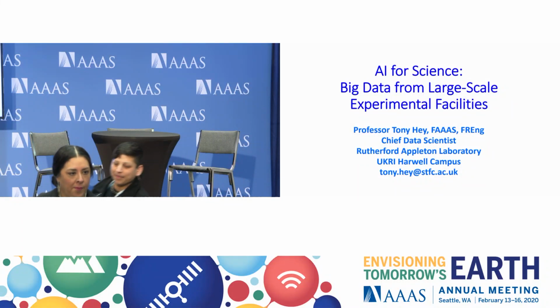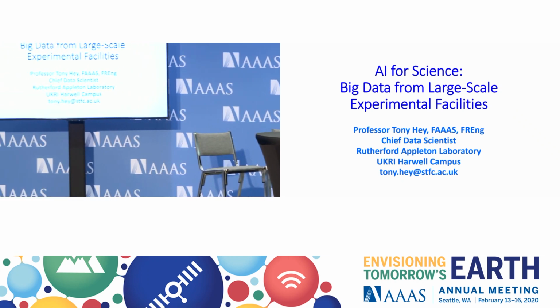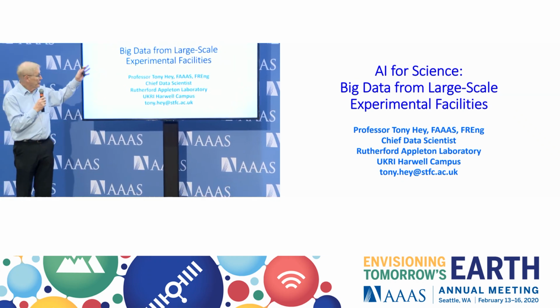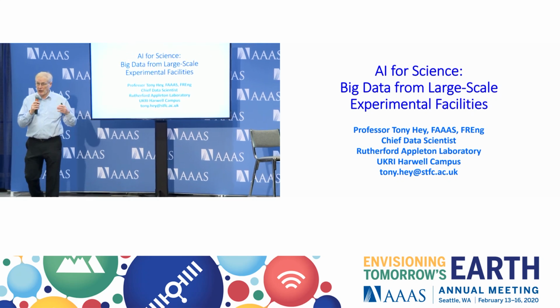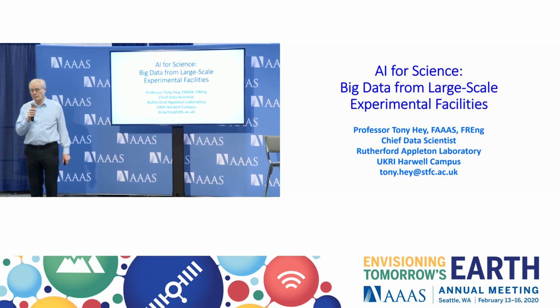Today, I'm going to talk about AI for science, and it's from the big data that you get from the big experimental facilities at, for example, the Department of Energy labs in the US, where they have synchrotrons and lasers and neutron sources. So big data comes from the large-scale facilities, and we're going to apply AI techniques to see if we can improve science.